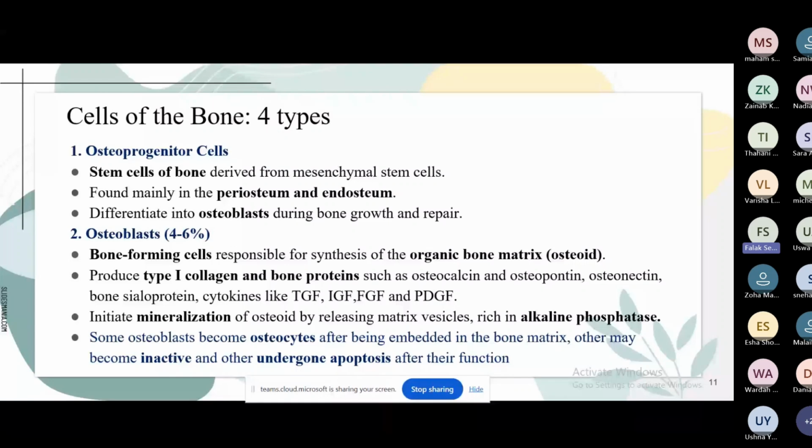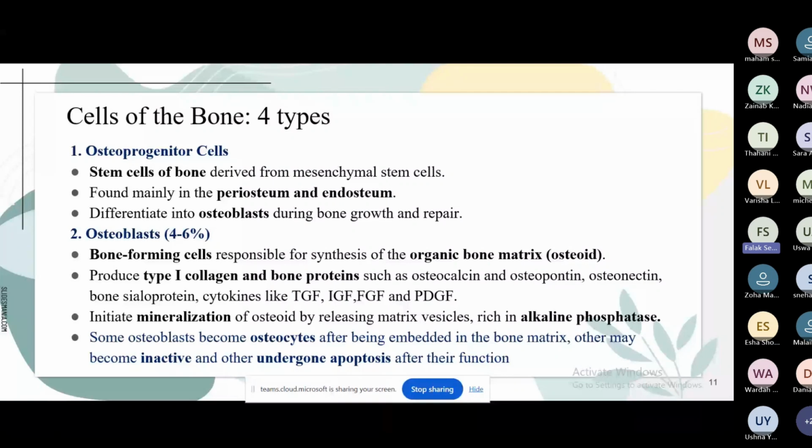The second cell type is the osteoblast. They comprise approximately 4 to 6% of the total cells. They are the actual bone forming cells. When someone asks you to name the cells that are responsible for bone formation, your answer should be osteoblast.